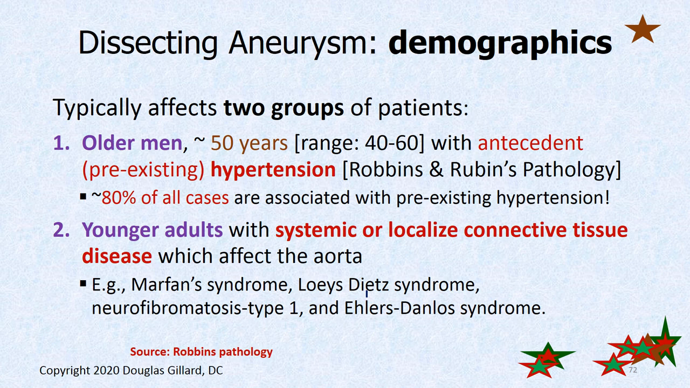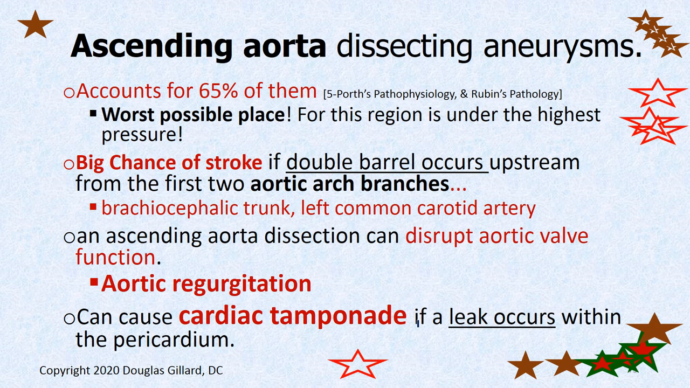How about some demographics for dissecting aneurysms? They're typically older men, 50 years, with pre-existing hypertension. In fact, 80% of all cases are associated with pre-existing hypertension. And the younger men who succumb to these dissecting aneurysms almost always have a connective tissue disease. So again, Marfan's, Loeys-Dietz, neurofibromatosis 1, type 4 Ehlers-Danlos syndrome. Ascending aortic dissections account for 65% of all dissections. Again, it's the worst possible place to have one. There is a good chance of stroke if double barreling occurs, which it usually does. And so these dissections can be really, really dangerous.